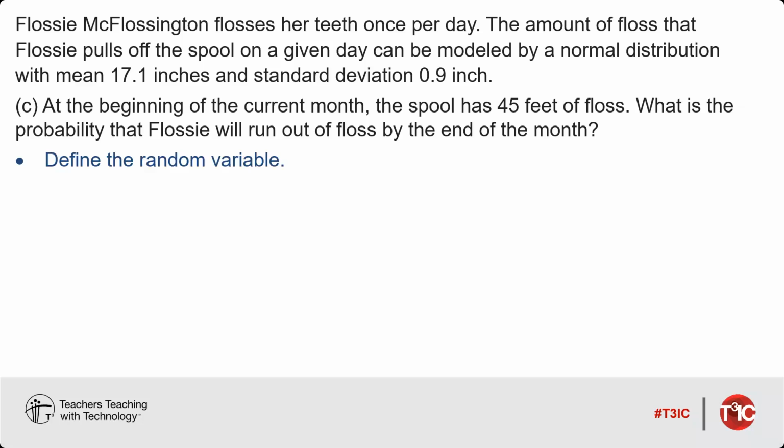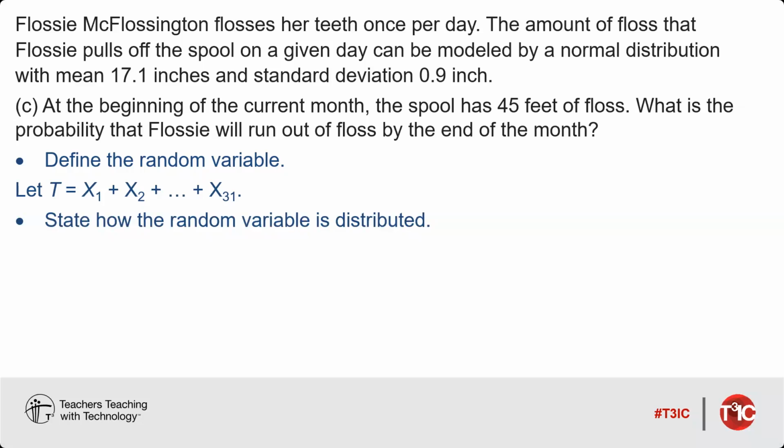So I'm going to define a random variable that to me makes better sense, which is T as the total amount of floss that Flossie will pull off on these 31 days. And it's the sum of the floss that she pulls off on day 1, floss she pulls off on day 2, all the way up to day 31. It's the sum of 31 identical random variables.